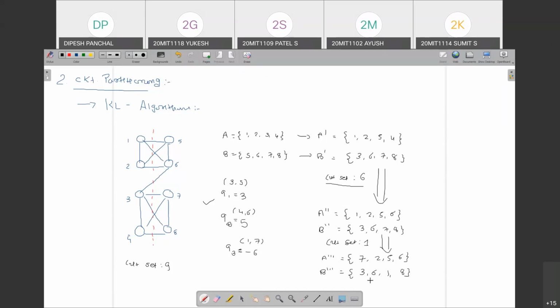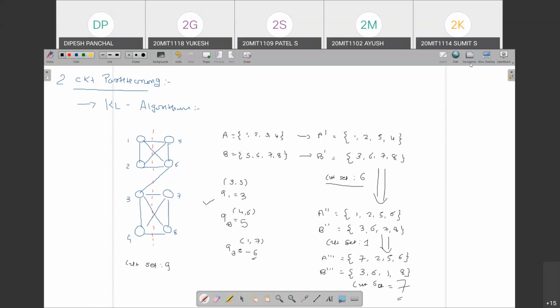How many cuts, sir? So 7. Cut set is 7. Yes, correct. Why is it a large number? Because the gain is negative. That's why. While here the number is small because the gain was positive. Now let us see G4.